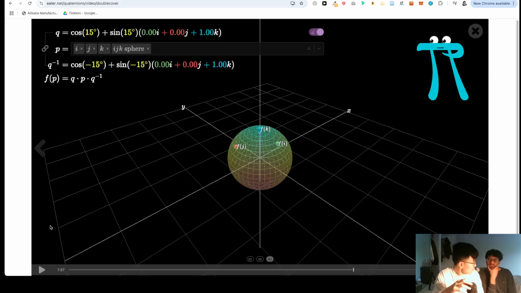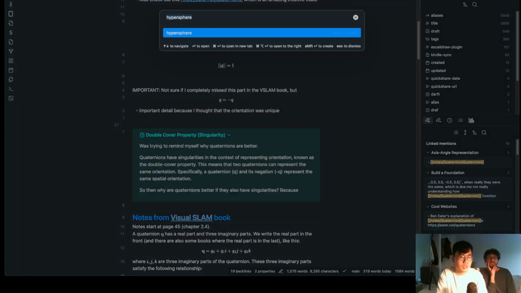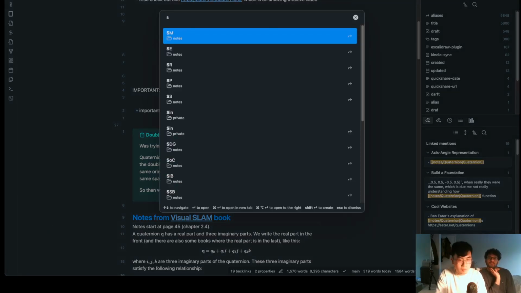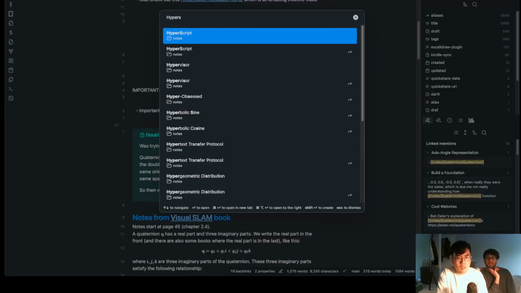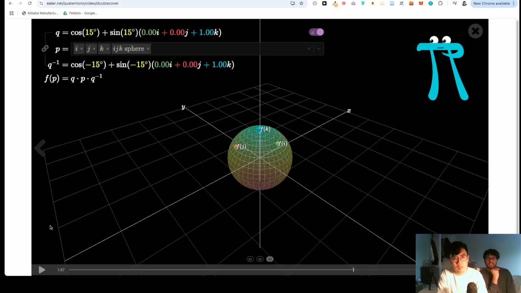A hypersphere. It's like a sphere that you can't really represent. What's the equation for a hypersphere? I don't know. But yeah, it's like a sphere that's in another dimension. It's 4-dimensional, right? We can't really visualize quaternions well because it's a 4-dimensional concept.